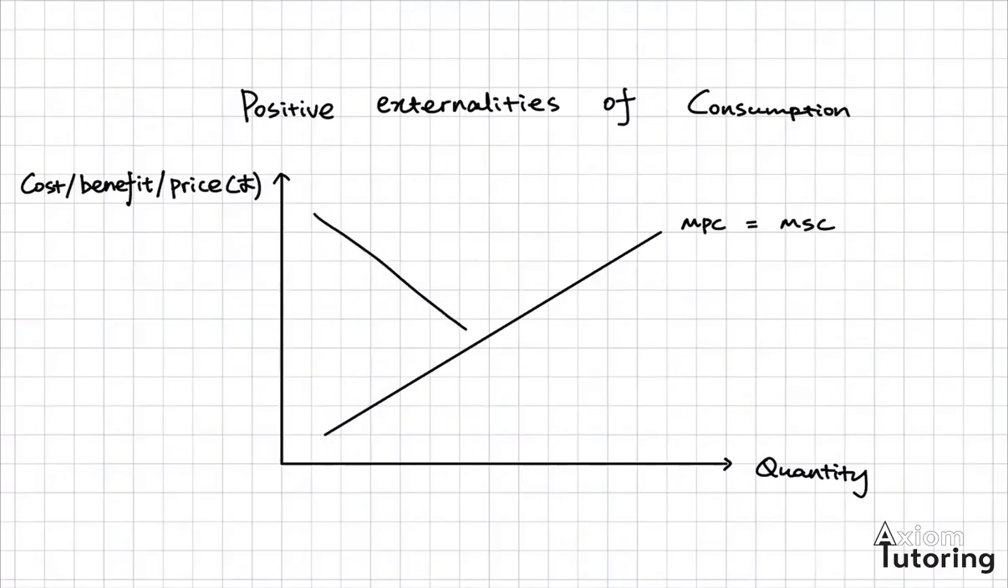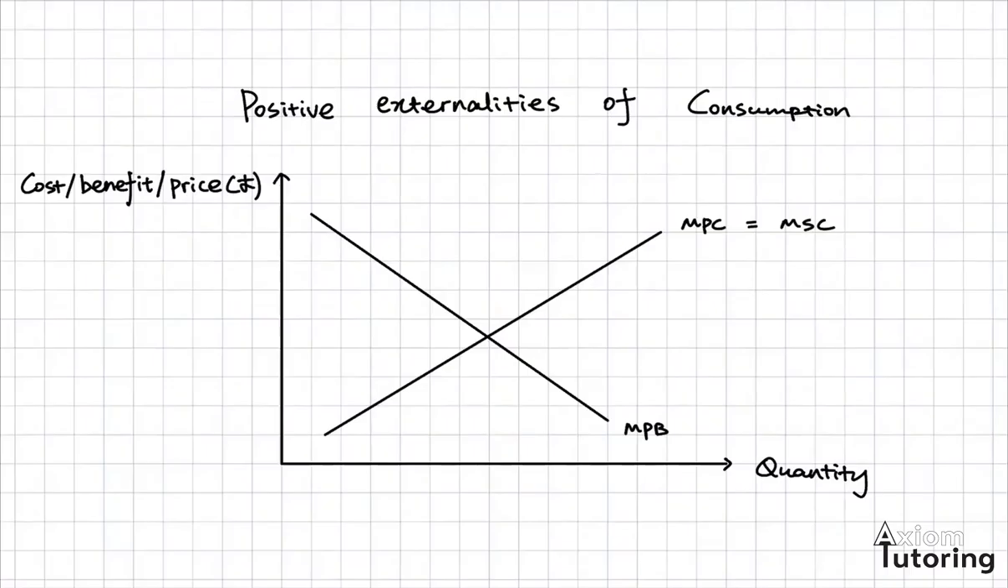We start with this downward sloping curve labeled as MPB, the marginal private benefit curve, which refers to the benefit consumers receive from consuming one additional unit. For vaccines, this includes personal protection, reduced illness, and lower medical expenses. This is the benefit considered by individual consumers when deciding whether or not to get vaccinated.